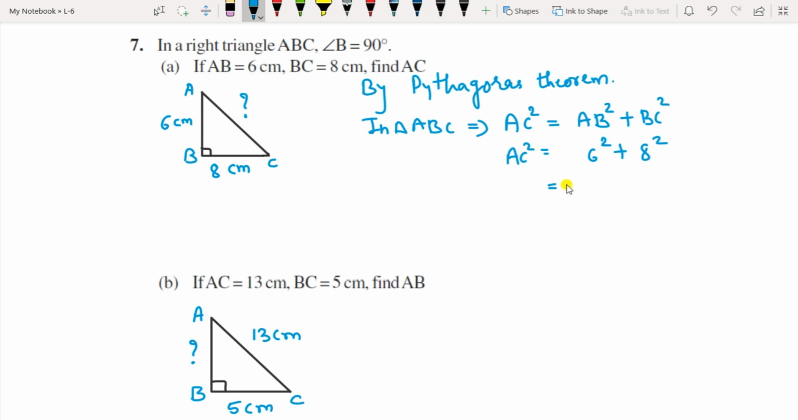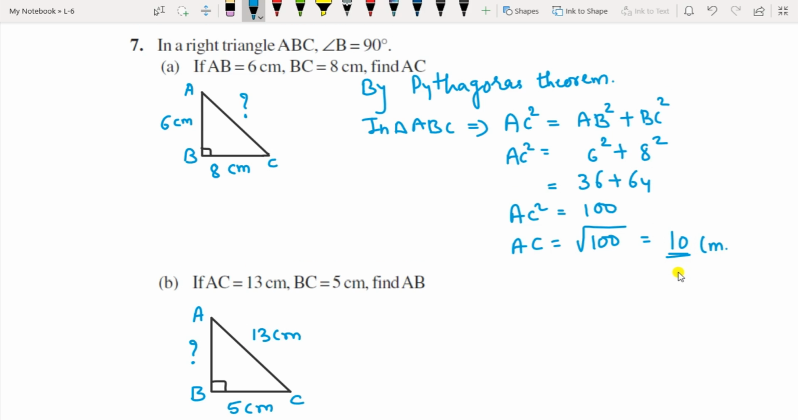Do its square, it is 36 plus 64 and that total comes out to be 100. So it is AC square, but you have to find AC. So do the under root of 100. So it gives you 10. So root of 100 is 10 centimeter. So the answer of AC is 10 centimeter for this question.